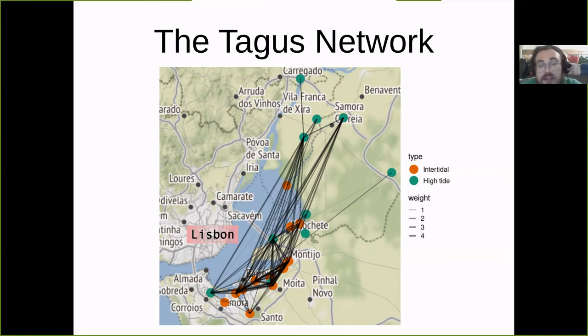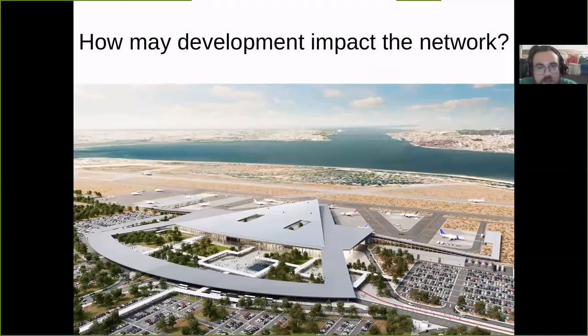Something I'd like to look into a bit more. But for today, I'm going to focus very specifically on the question of how development might impact this network. The development in question is a planned international airport to expand the capacity of Lisbon's existing airport.